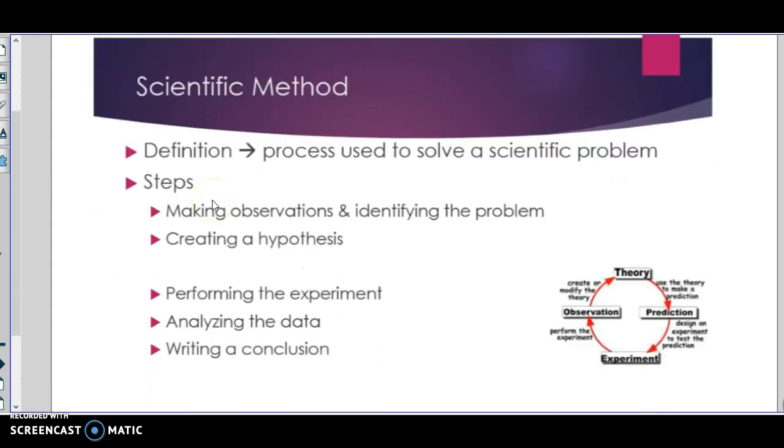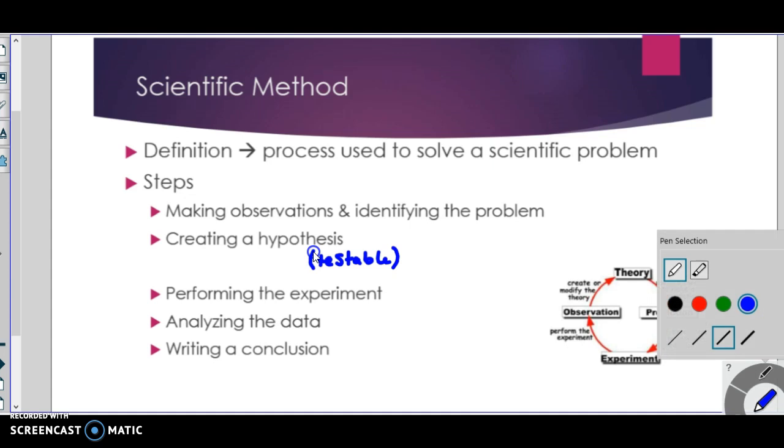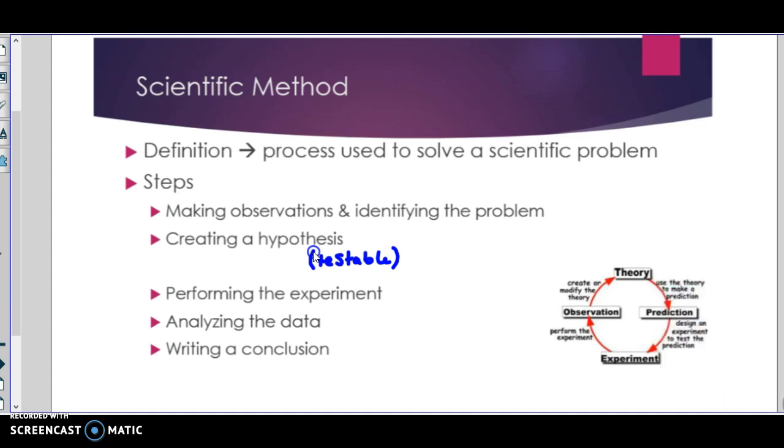The first thing we need to discuss is the scientific method. It is defined as a process used to solve a scientific problem. The steps include making observations and identifying the problem, creating a hypothesis. This hypothesis is a prediction, and it must be testable. Then you perform the experiment to test the hypothesis, analyze your data, and write a conclusion. This is a cyclic process that continues.